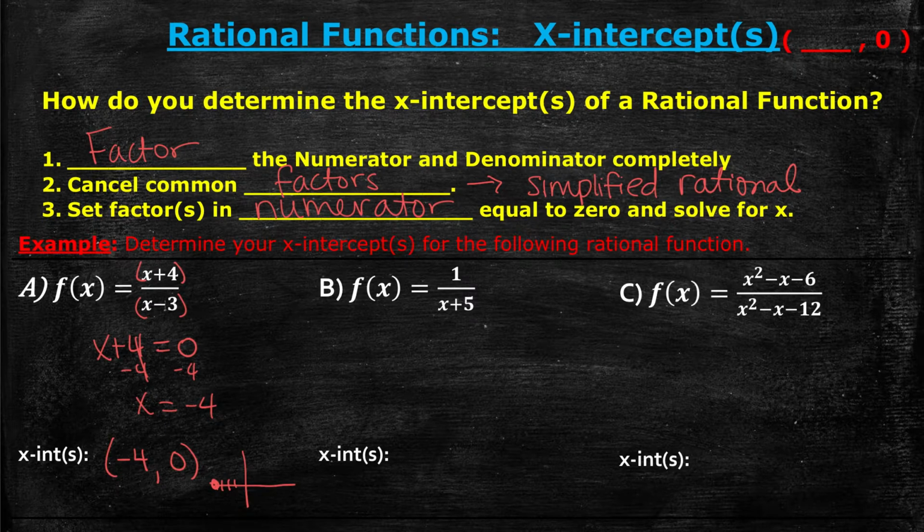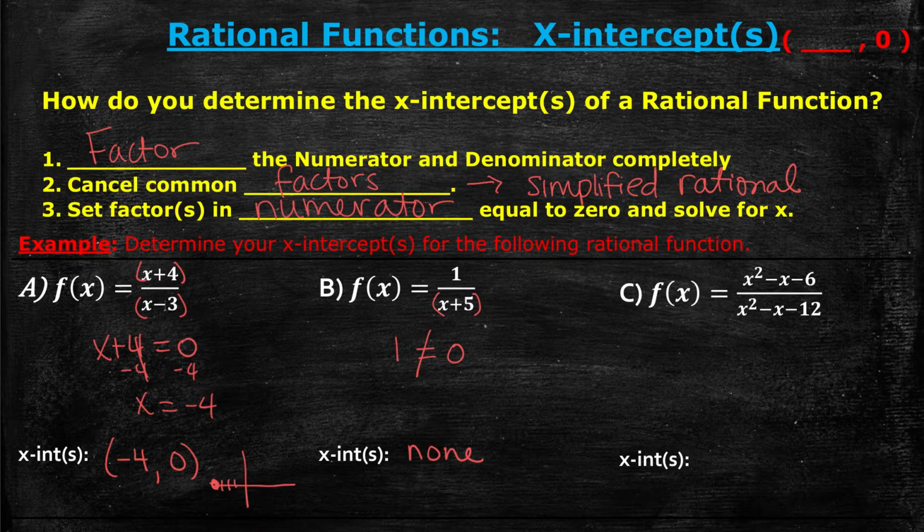Okay, let's look at this next example, 1 over x plus 5. x plus 5 is a group, and so this is simplified. There's no more simplifying that you have to do. Now, if I take my numerator, 1, and set it equal to 0, there's no way that 1 is equal to 0. So this one has no x-intercepts. There's none, because I cannot solve that. That's undefined.